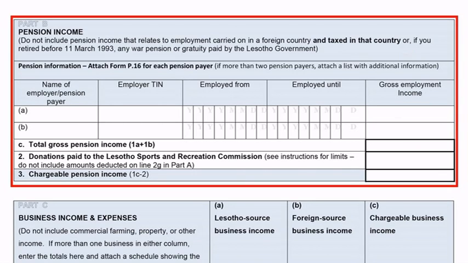Part B. This part is only to be filled by people who have retired from service and are on pension. It does not include pension from a foreign country if it has been taxed, or war pensions and gratuities paid by Lesotho government on behalf of persons who have retired before 11 March 1993.